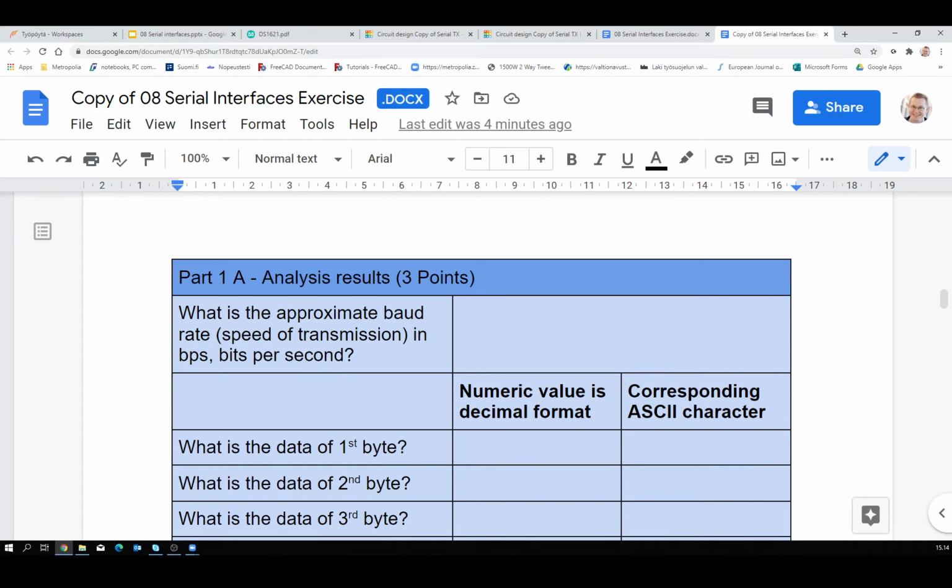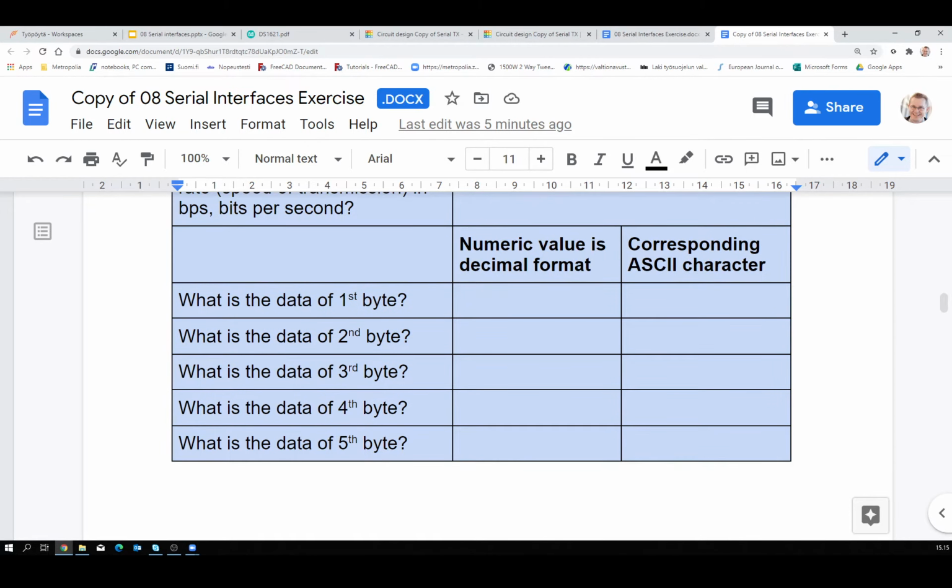And what is the approximate baud rate? So speed of transition. How many bits per second? That comes from how long one single bit is. How many microseconds is one single bit? And from that, the inverse value is how many bits per second you are sending. Pretty straightforward.